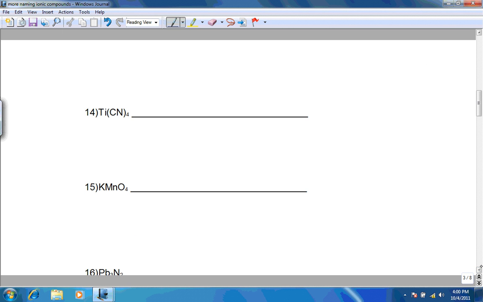Okay. Ti is titanium. If we look on the periodic table, we find that titanium is right here. You cannot look at the periodic table and tell me what the charge is. Therefore, I need to figure out what the charge is supposed to be. I need a polyatomic ion there, or a Roman numeral there.